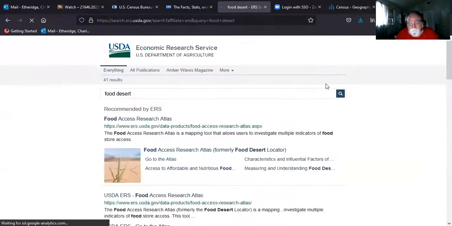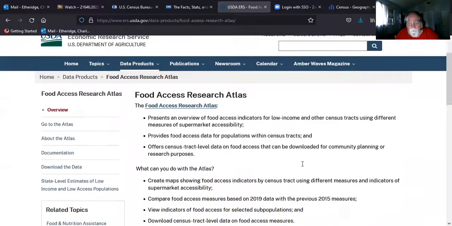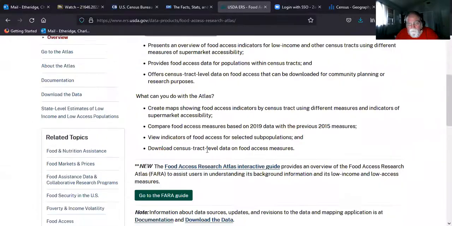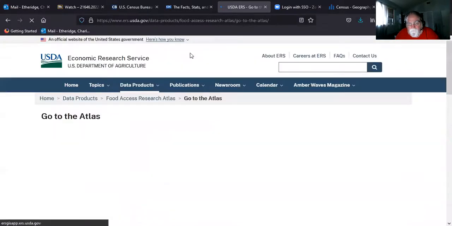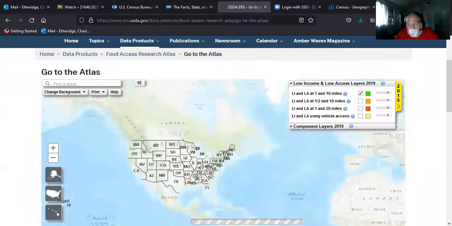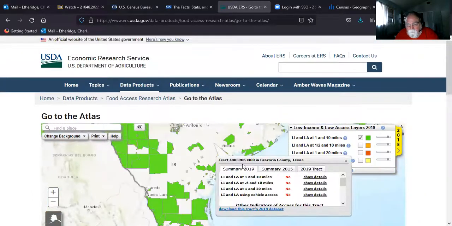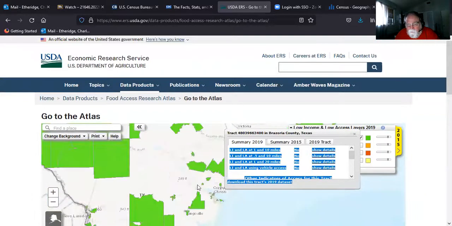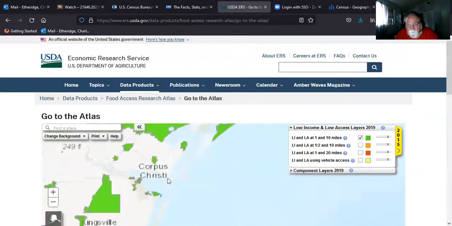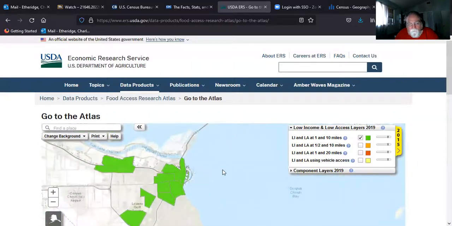Okay. What's a food desert? A food desert. Food Access Research Atlas. So what's this? It's a map. So it's a clickable map. You go to United States and you go down and you look for Corpus Christi, Texas, 784. What is food access?